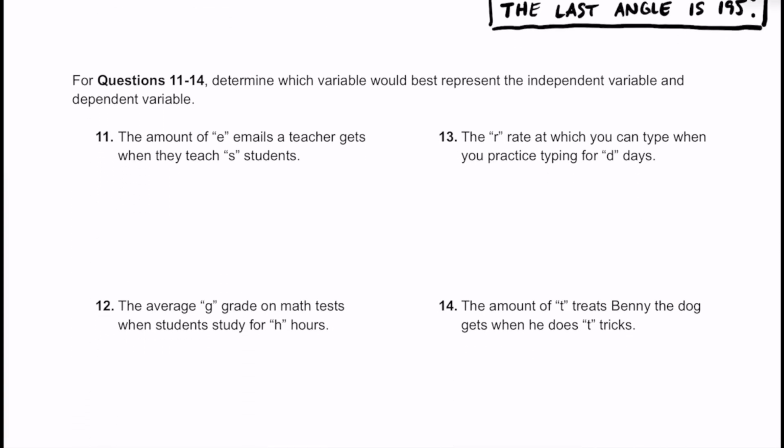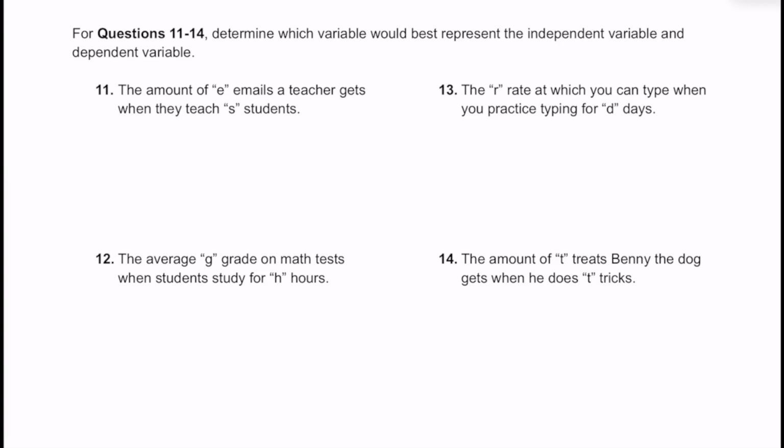All right, let's take a look at some independent and dependent variables for questions 11 through 14. Now, just to abbreviate here, for the independent variable, I'm just going to say that's going to be IV, okay? And then for the dependent variable for each of these, let's just abbreviate those as DV. So we can just do a little bit less writing here. But I'm just going to use these letters of IV and DV, okay?